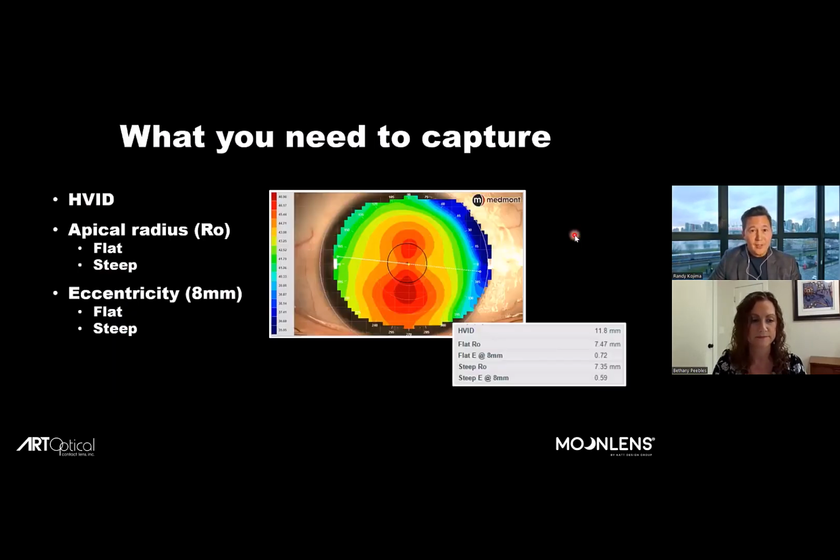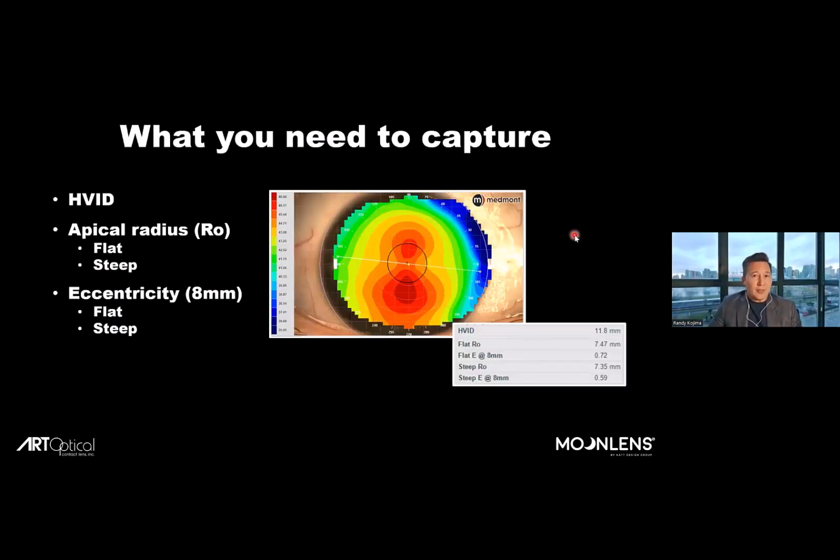Thank you. You're welcome. So here are some of the data points that we need. The HVID, the horizontal visible iris diameter, or the size of the cornea ultimately. We're looking for the apical radius flat and steep meridian and the eccentricity flat and steep meridian across an 8 millimeter chord. Now, if you're used to collecting K readings, this data might seem a little bit foreign, but man, it's in virtually every topographer I've ever seen. So it should be relatively easy to collect this if you know what to look for. So let's make sure that you know what to look for.